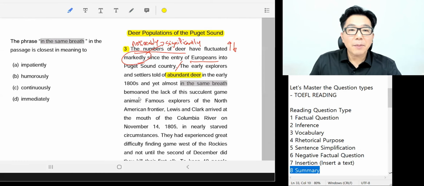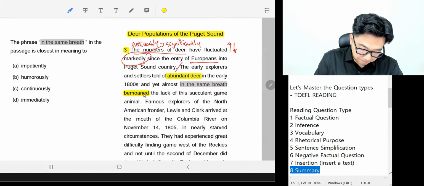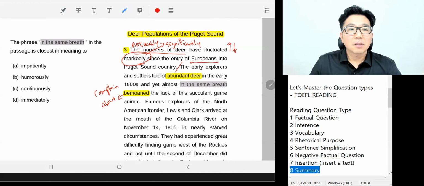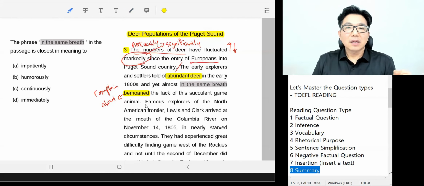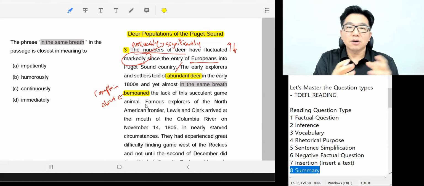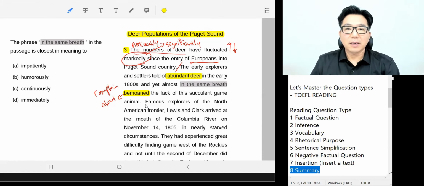bemoan the lack of this succulent game animal. So bemoaned here is complaining about. Okay, so they complain about not enough of this deer, this succulent, juicy game animal. This game animal referring to the deer, of course. Okay, so first sentence, deer population fluctuated since Europeans came in, and some people say a lot of deer, but almost at the same time they're complaining about not enough.